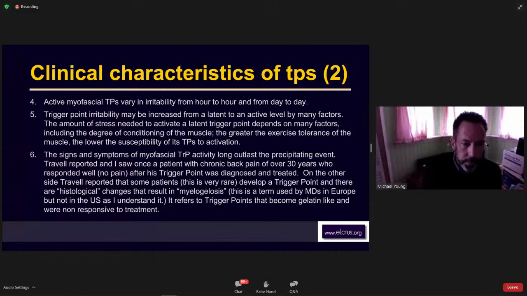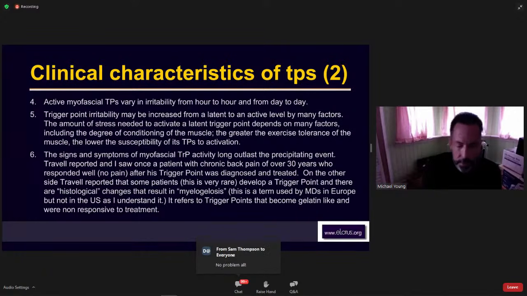The signs and symptoms usually long outlast the precipitating event. I had one patient who had chronic back pain over 30 years, and it was a trigger point, and it responded well, meaning no pain, after I diagnosed it and treated it.